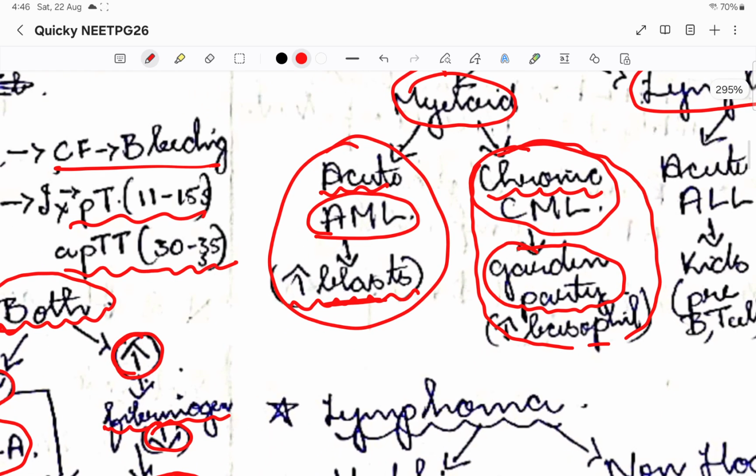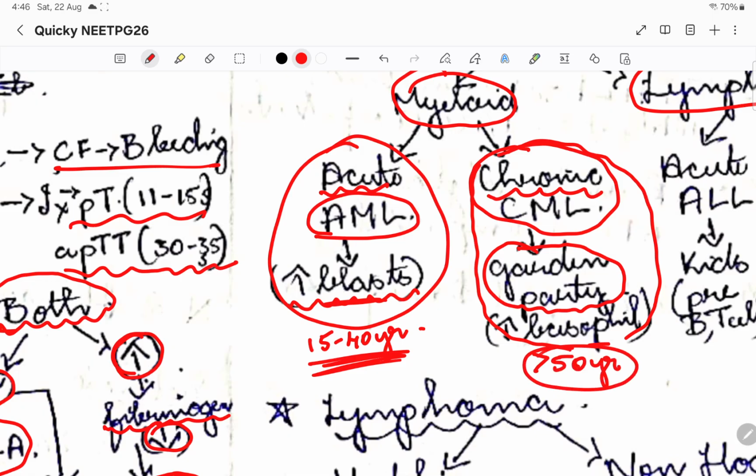Acute myeloid leukemia is most commonly seen in 15 to 40-year-olds. So if in the question a 15 to 40-year-old is there, please suspect AML. If it is more than 50 years old, suspect chronic myeloid leukemia. In the question itself, they'll tell you the age of the patient, so that is when you start thinking about whether it is chronic or acute myeloid leukemia. Other than that, they'll also give you the features of an increased number of blast cells, or an increased number of other types of mature and immature cells. That is how you decide the diagnosis.